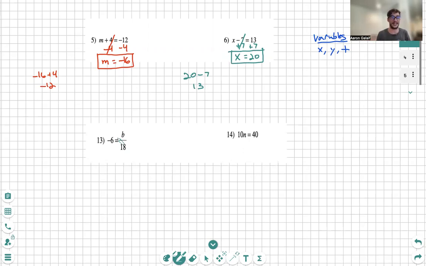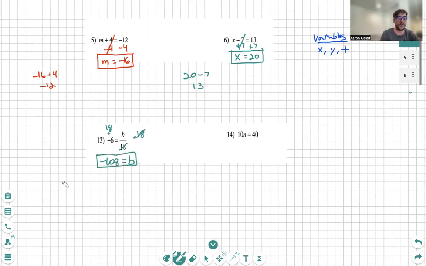B divided by 18 is equal to negative 6. I need to get rid of the 18. I want my B by itself. So what's the inverse operation of dividing by 18? Multiplying by 18. And what I do to one side, I must do to the other. What we're going to see is this will now cancel, right? And we're going to have 18 times negative 6, and we'll see negative 108 on the left side is equal to B.